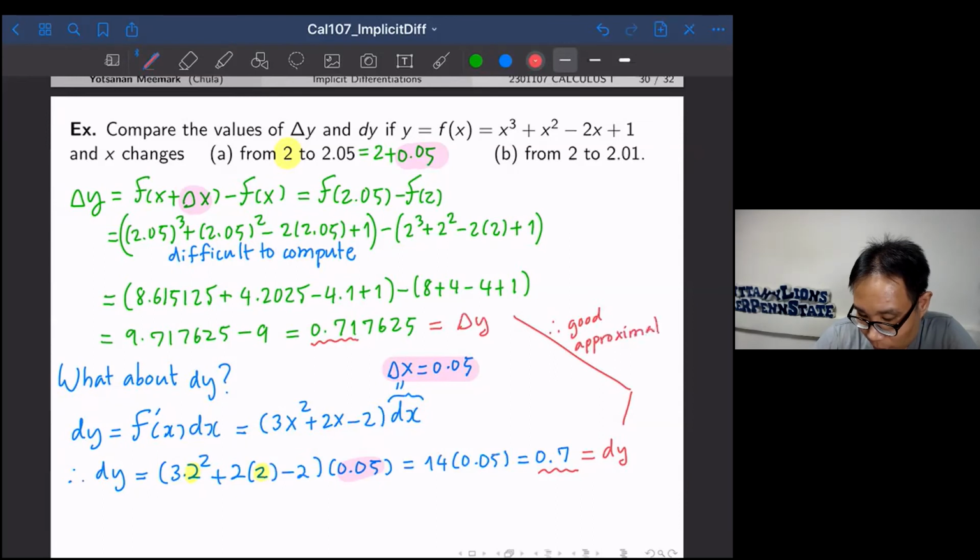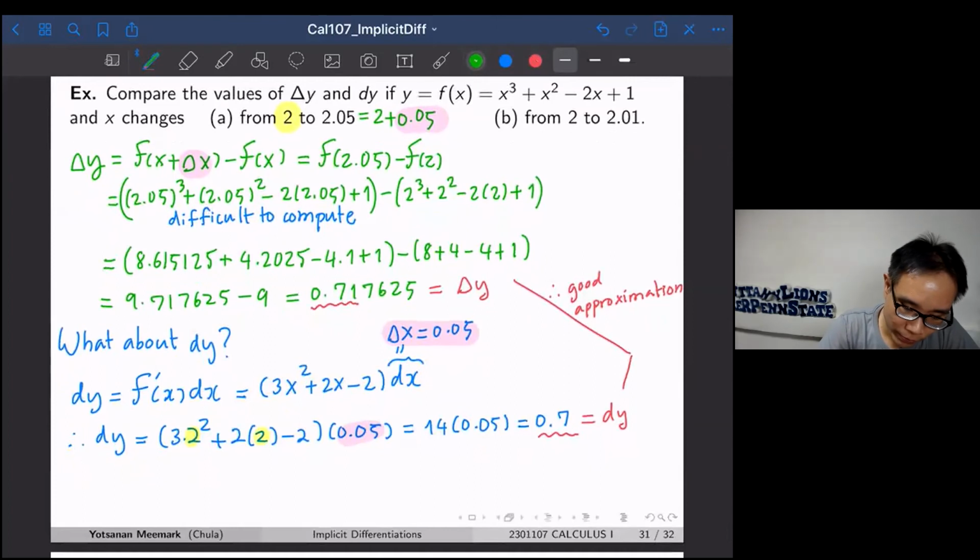If you like to have 2 digit or maybe 1 digit, it's going to be okay for doing this one. Okay, I will give you B on your own. For B, I ask you to do it on your own. I give you the solution.